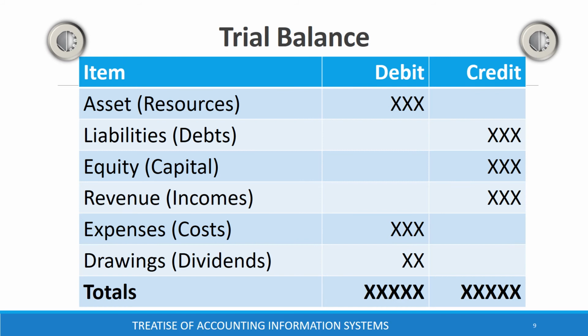This is a summary trial balance that shows that assets are expected to have a debit balance, liabilities are expected to have a credit balance, equity is expected to have a credit balance, revenues are expected to have a credit balance, expenses are expected to have a debit balance, drawings and dividends are expected to have a debit balance. In a trial balance, total debit should be equal to total credit. This confirms that the rules of double entry have been followed.